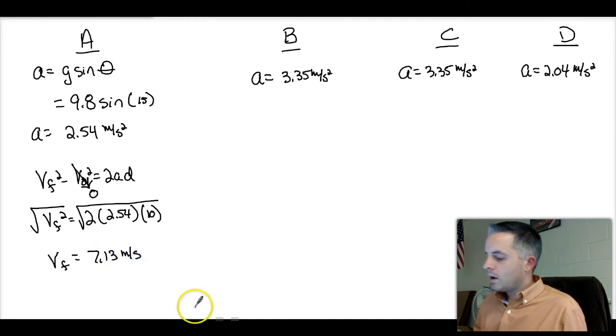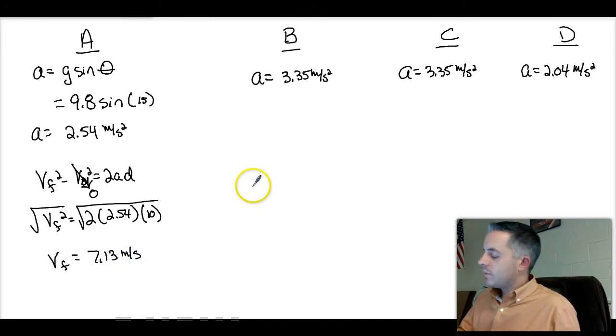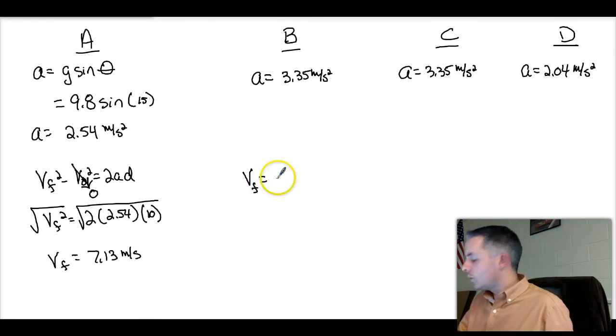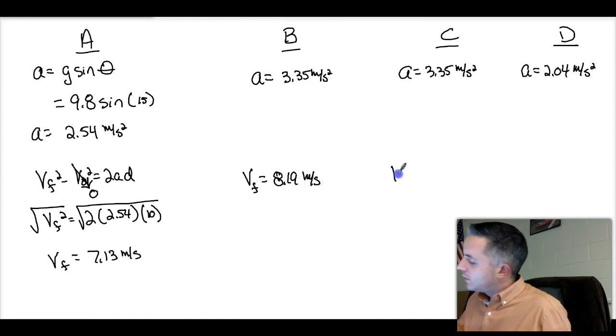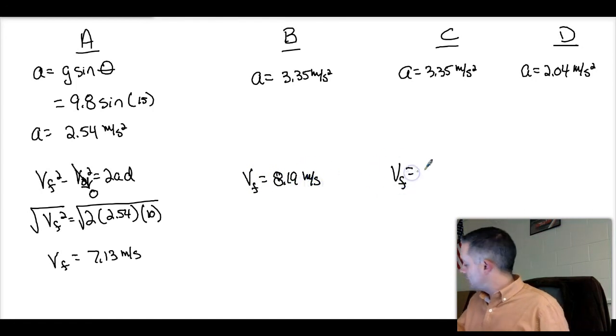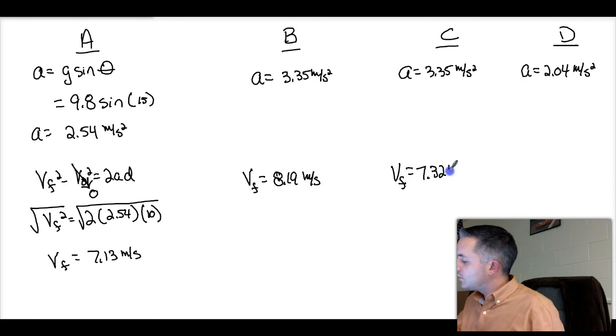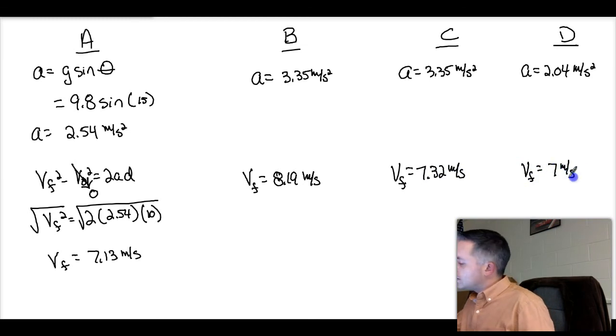per second. Again, following the pattern, we'll get for v sub f for B equal to 8.19 meters per second. For C, we get v sub f is equal to 7.32 meters per second. And for D, v sub f is equal to 7 meters per second.